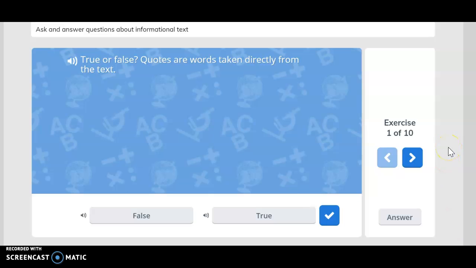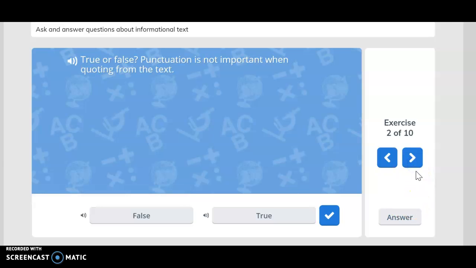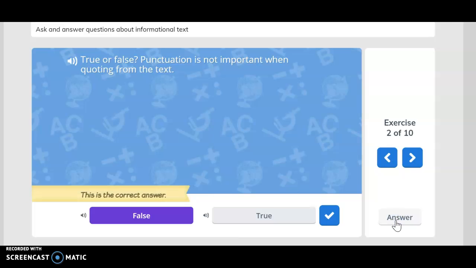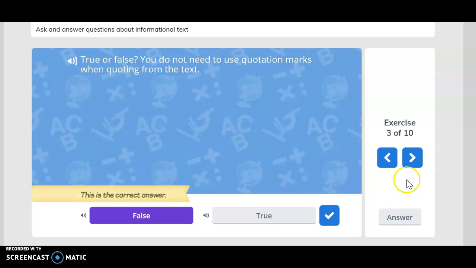True or false? Quotes are words taken directly from the text. You said true, you are correct. True or false? Punctuation is not important when quoting from the text. You said false, you are correct. True or false? You do not need to use quotation marks when quoting from the text. You said false, you are correct.